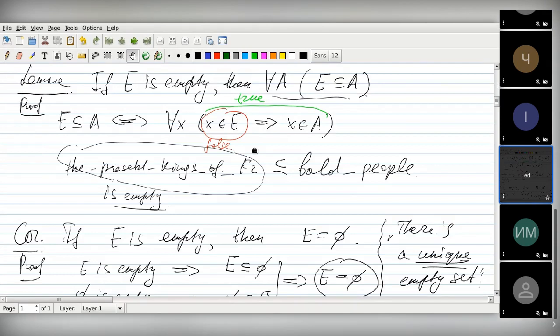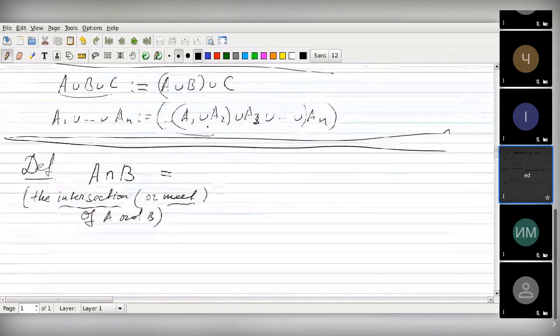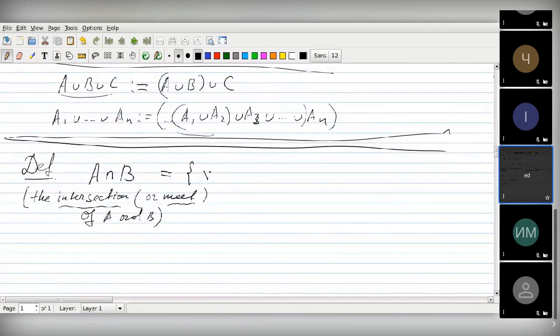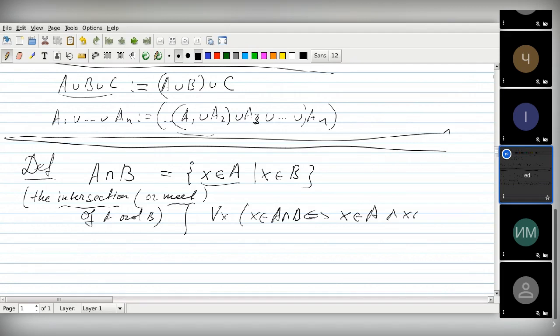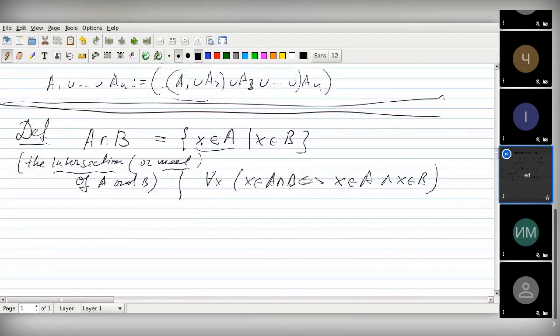I think A intersection B is the set of all x from A which are also elements of B. All elements of A which are elements of B. Clearly, for each x, x is an element of this set if and only if x is an element of A, and also x satisfies our condition, x is an element of B. As a corollary, we may obtain that the intersection of A and B equals the intersection of B and A.